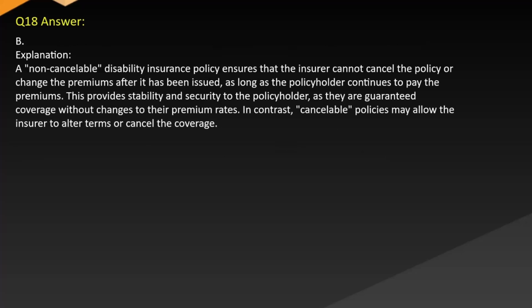Answer: B. Explanation: A non-cancelable disability insurance policy ensures that the insurer cannot cancel the policy or change the premiums after it has been issued, as long as the policyholder continues to pay the premiums. This provides stability and security to the policyholder as they are guaranteed coverage without changes to their premium rates. In contrast, cancelable policies may allow the insurer to alter terms or cancel the coverage.